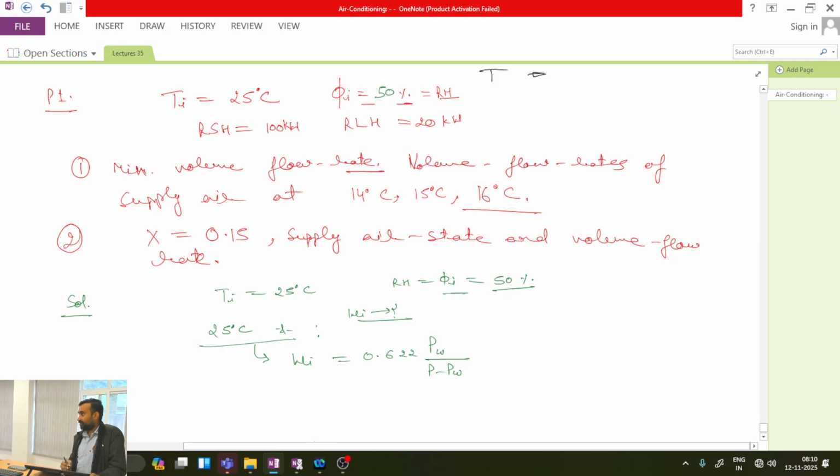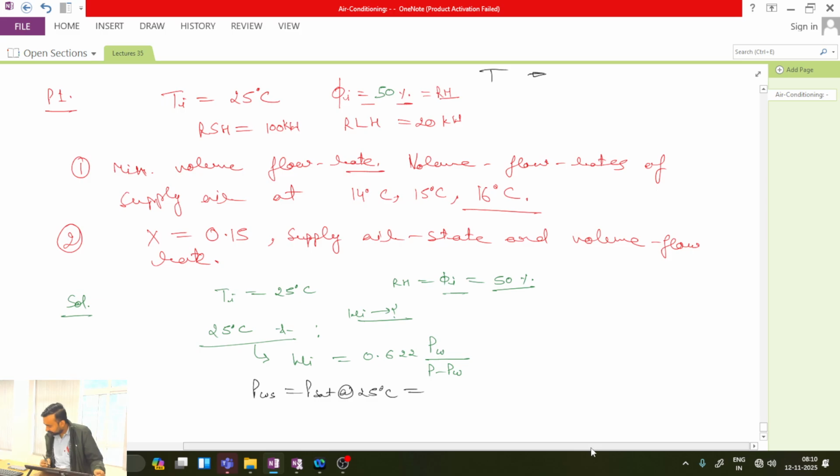Now, what is given? Phi I is given, and the other thing given is 25 degrees Celsius. I have discussed this with the previous problems. I don't know why you are not telling me. At 25 degrees Celsius, I will be calculating the saturation pressure. So Pws will be P sat at 25. How much is it? Where will I calculate this from?